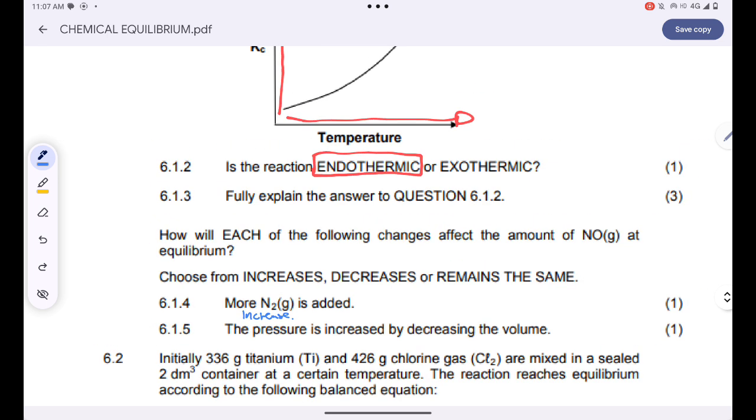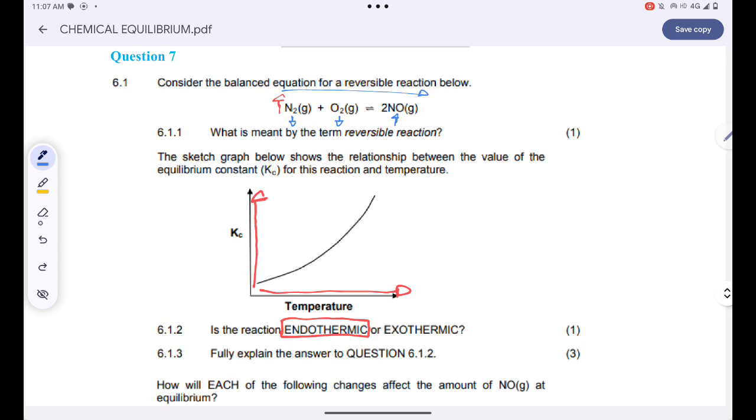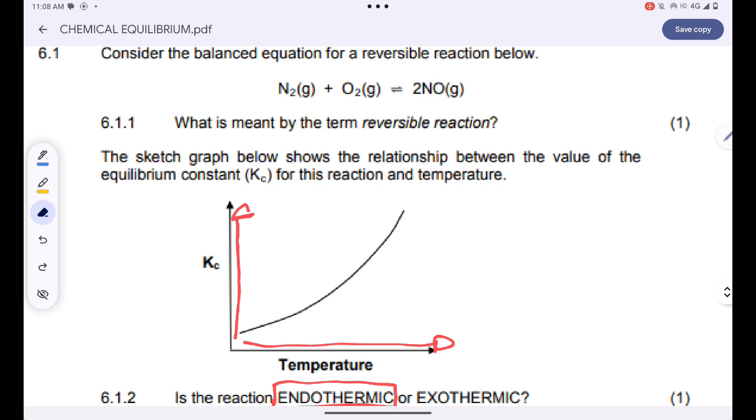Okay, and then for 6.1.5, they tell us that the pressure is increased by decreasing the volume. Whenever, guys, we tamper with pressure, for example, if we increase pressure, we will always favor the side with the least number of gas moles. Are you together? How can we calculate gas moles? Just check the stoichiometric coefficients of your gases.